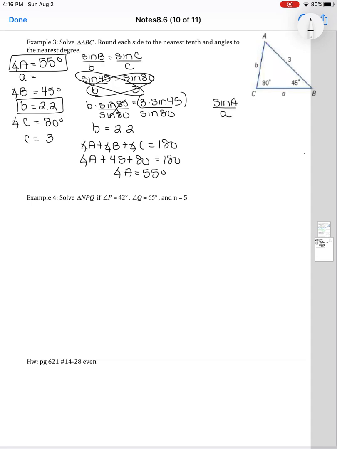And now I'm going to use law of sine again, but this time I'm going to use A on one side. And because C was given to me, I'm going to use the C ones instead of the B, just in case I made a mistake in finding little b. So I'm going to use C. So now I have the sine of 55 over little a equals the sine of 80 over 3.